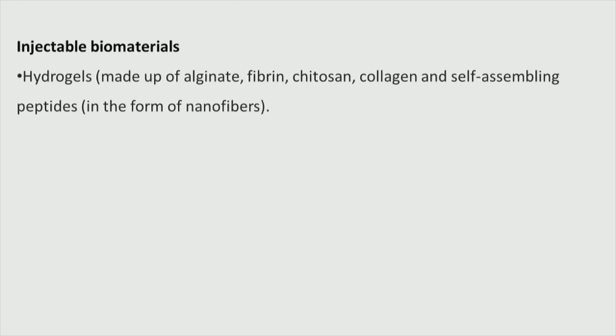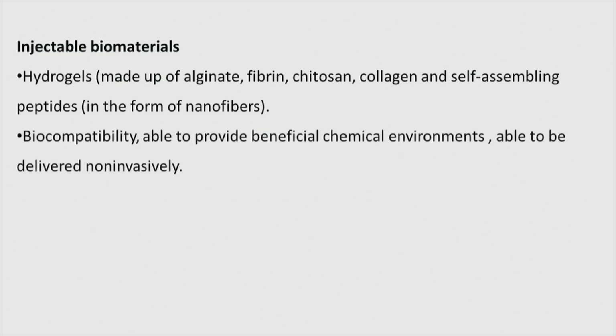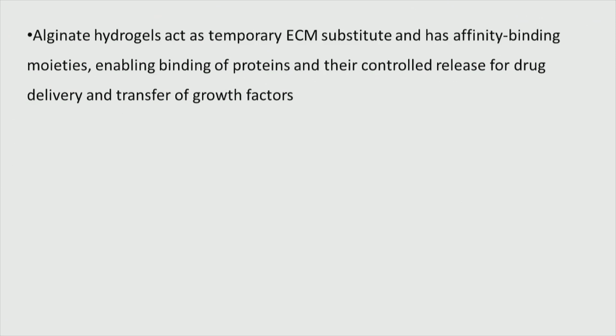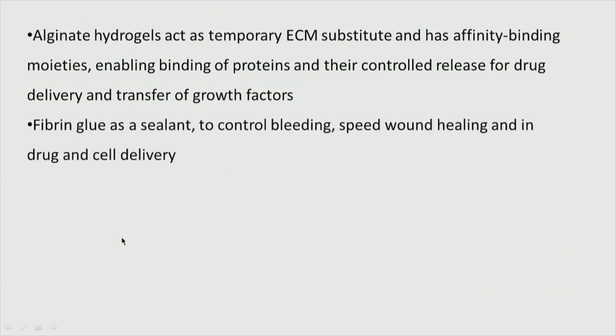Injectable biomaterials like hydrogels made up of alginate, fibrin, chitosan. Okay. So they are very good, biocompatible, good chemical environment, able to deliver. It can improve cardiac function, reduce infarct size, increase wall thickness in the infarcted area. So if there is a wound or infarction, okay, it can cure it. Alginate hydrogels, they are used as temporary ECM substitutes and as affinity binding moieties, enabling binding of proteins. So they can be used for controlled drug release.